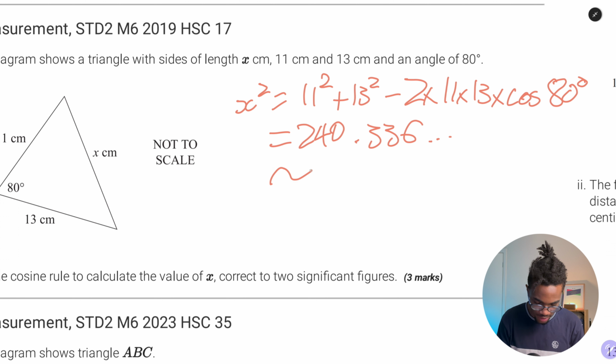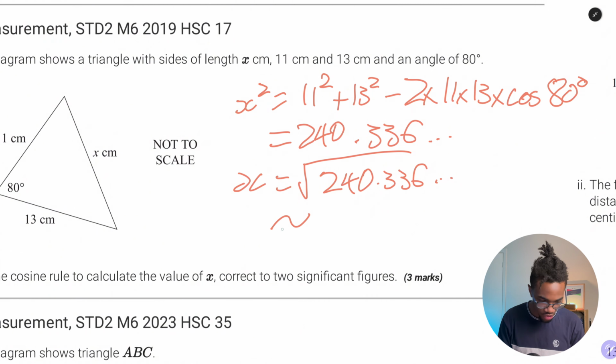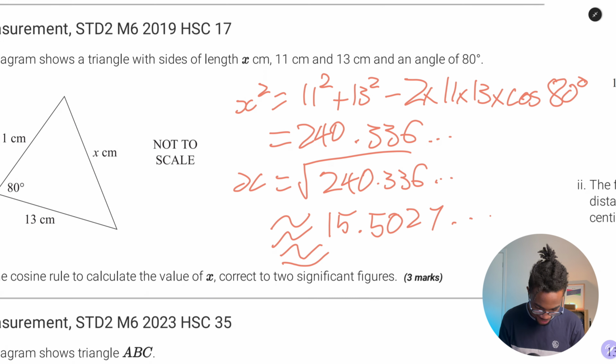That's 240.336... Oh, I forgot the square root, so x equals the square root of 240.336..., which is approximately equal to 15.5027..., approximately equal to 16 centimeters.